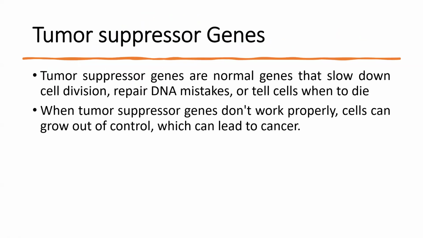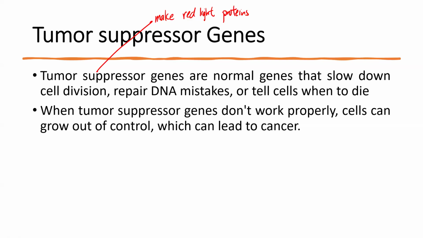The opposite of a proto-oncogene is a tumor suppressor gene. Tumor suppressor genes are genes that make red light proteins. And they generally will slow down cell division. They will do other things like repair DNA. Let's try to fix the error before we copy the DNA. And if it's not fixable, they'll tell the cell to die, apoptosis.